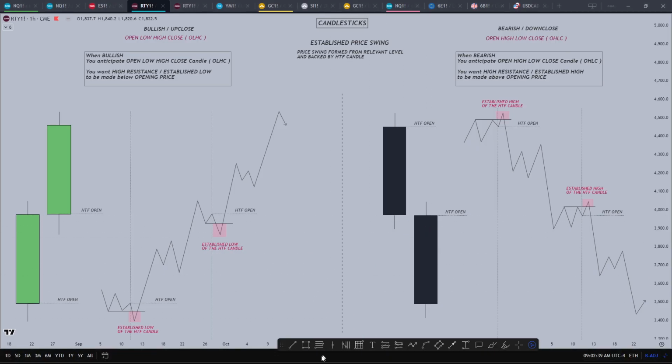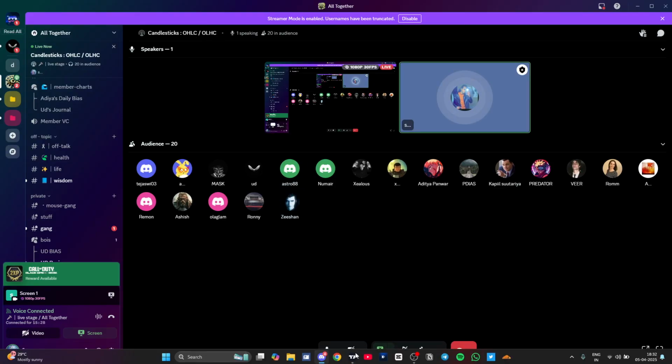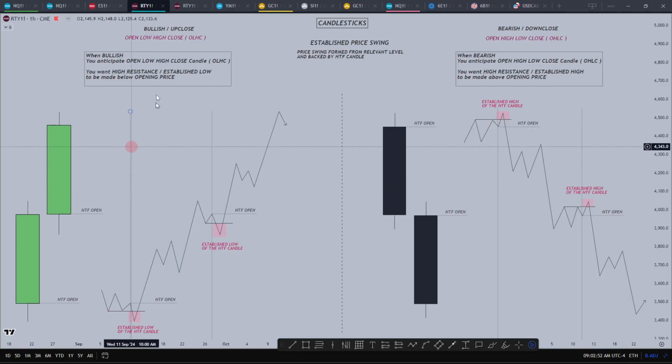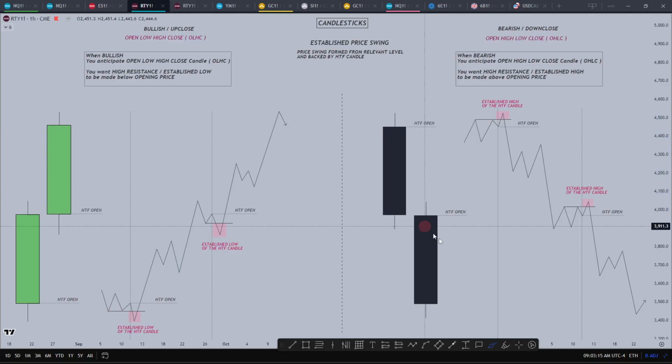So today's session is going to be about candlesticks, and the first thing in candlesticks we will be learning about is OHLC, OLHC. That's how a candlestick forms basically. Each and every candlestick you see is either a bullish up close OLHC candle, open low high close, or a bearish down close OHLC, open high low close candle. A bullish candle forms open low high close. A bearish candle forms open high then low close. So each and every candle forms this way.